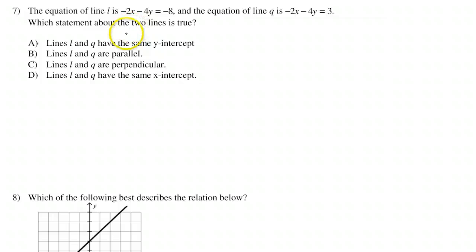When looking at problem number 7, what we need to try and figure out first that's easiest is looking at A and D, because these are just asking about their intercepts. To see if they have the same y-intercept or the same x-intercept is really easy because we just plug in zeros. So to find the same y-intercept, all we do is plug in 0 for x. To find the x-intercept, we just plug in 0 for y. So let's do that first.